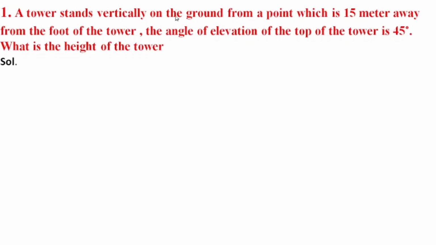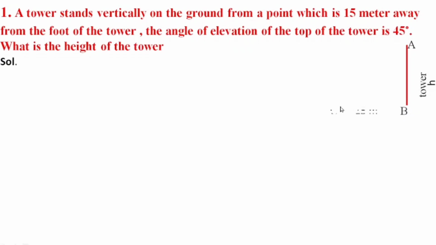A tower stands vertically on the ground. From a point which is 15 meters away from the foot of the tower, the angle of elevation of the top of the tower is 45 degrees. What is the height of the tower? So given here is a tower AB. Let AB be the tower of height h.